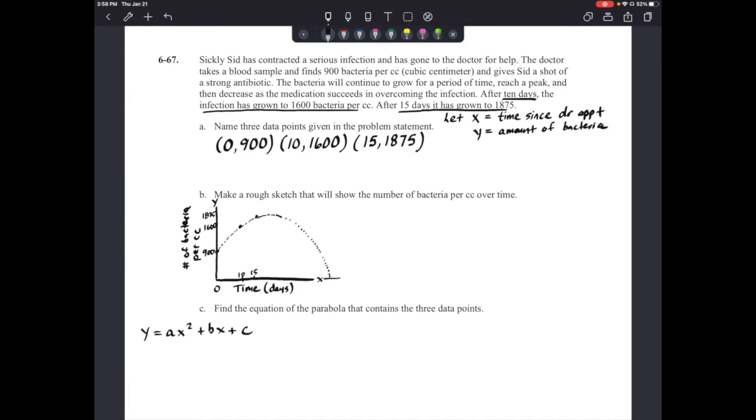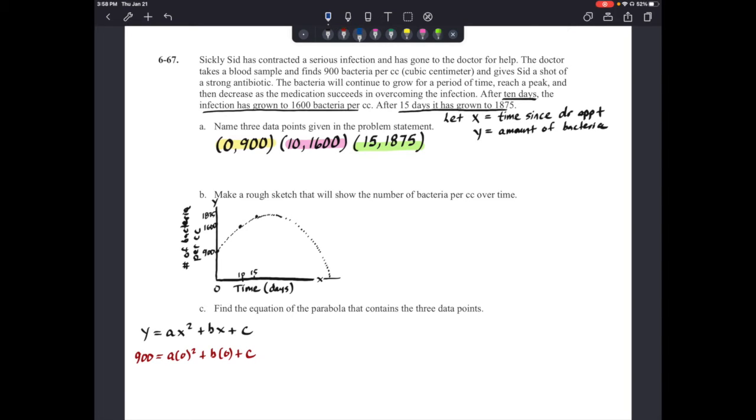So we're going to be using that standard form. And then we're going to be using each of these 3 points up here. We've got this one, and this one. I'm going to start out here. Let's do our 0, 900. So we know 900 is our y. And then we've got a times 0 squared plus b times 0 plus c.